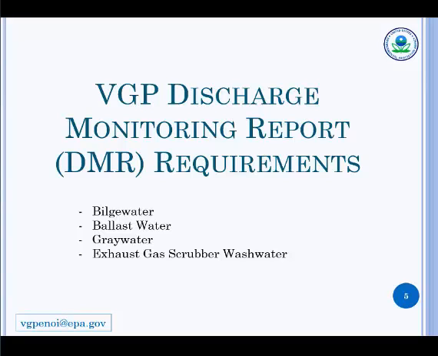My assumption, though, for today's webinar is that you're familiar with how to register and log into the system and get to the annual report page and answer the basic annual report questions. I'm going to focus today on how to use the ENOI system to enter monitoring data. Specifically, the permit identifies 4 types of discharges for which monitoring may be required: bilge water, ballast water, gray water, and exhaust gas scrubber wash water.